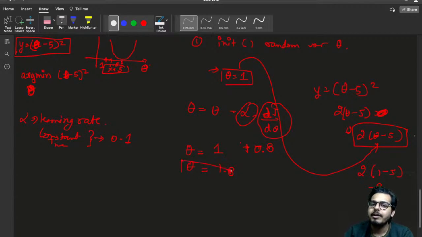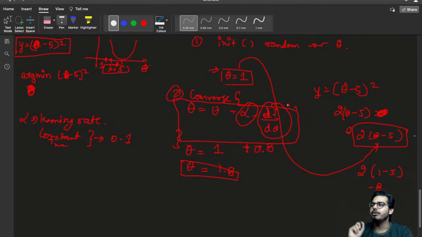So now you have theta value as 1.8, and again you will do the same iteration, because the second step was repeat until convergence. You need to simply repeat this statement until you get the minimum value, which is at 5, because at that point the whole algorithm will not update anything. Let's suppose at some point you reach x equal to 5. What will the value be? 5 minus 5 is 0, so you will not update anything.